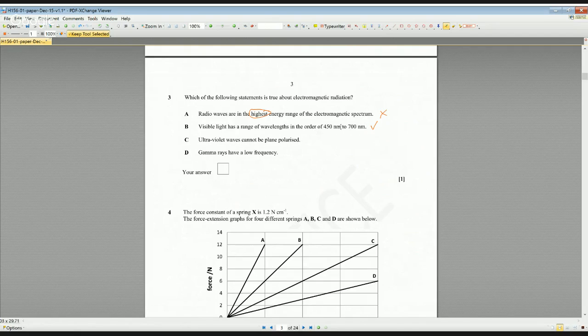It's just something you need to remember that visible light is measured in hundreds of nanometers, and actually it's between 450 and 700. Ultraviolet waves cannot be plane polarized. Well, that's just plain false, because we know that ultraviolet waves are a form of electromagnetic radiation, and all electromagnetic radiation can be polarized, so that's just not true. And gamma rays have a low frequency. Well, no, that's not true. Gamma rays are the highest energy and the highest frequency of the electromagnetic spectrum. So our answer here is definitely B.